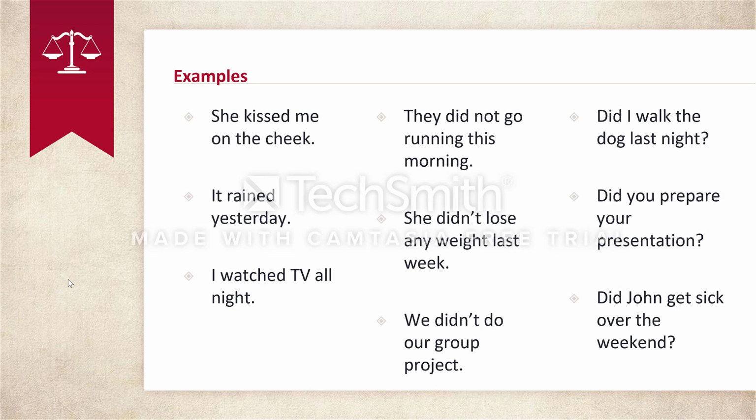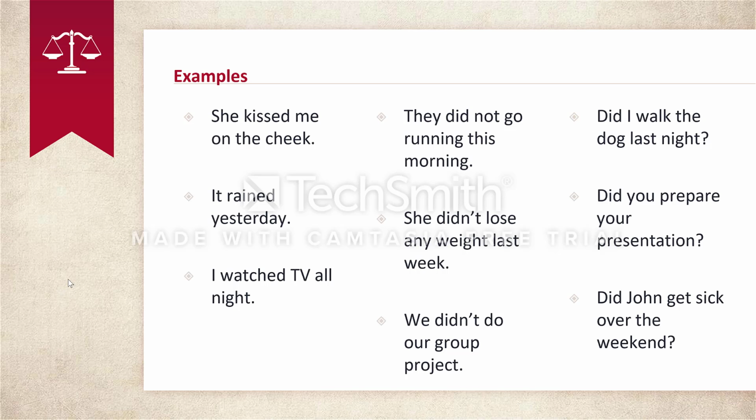So I split the examples into 3 columns. We have our affirmative, negative, and our questions. So let's start off with these affirmative sentences. So the first one says, she kissed me on the cheek. It rained yesterday. I watched TV all night. So these are pretty basic. Again, we have our pronoun, our verb in the past simple, and then our context, or noun later on after that. Now let's move on to the negative sentences.